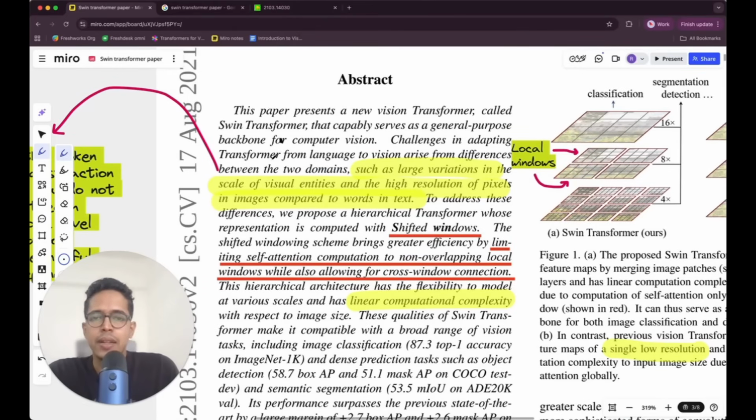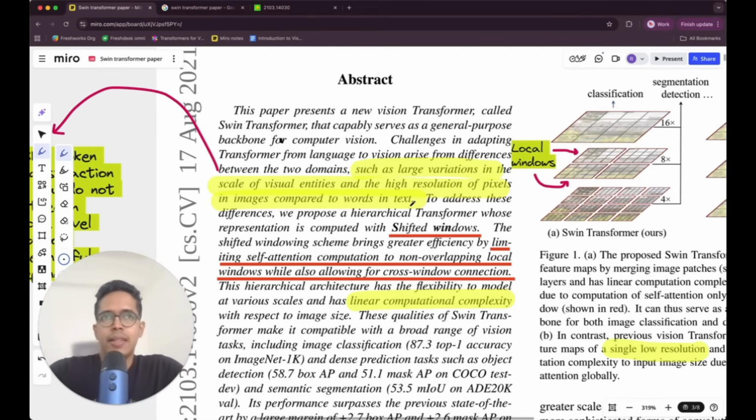Challenges in adapting transformer from language to vision arise from differences between 2 domains, such as large variations in the scale of visual entities and high resolution of pixels in images compared to words in text. So this was an interesting thing, right? Why do they say that pixels in an image can be of higher resolution compared to words in a text?